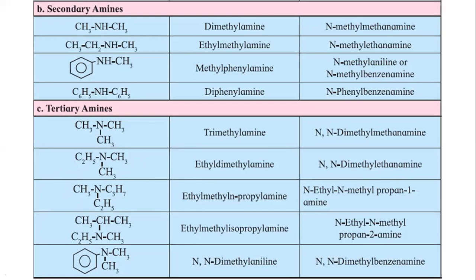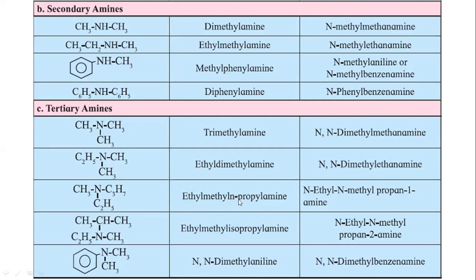Three different groups are there. One is methyl, one is ethyl, and another one is propyl. So first we will discuss the common names. Ethyl. Why is ethyl taken first? Because in alphabetical order ethyl comes first. Ethyl, methyl, and then N-propylamine.